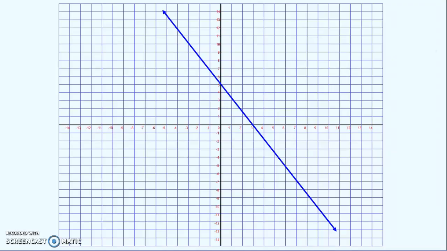So here we have a linear graph. We know it's linear because it is a line on this coordinate plane. And we could see that this graph, if we look for the x-intercepts, that's where it crosses the x-axis. So just as a reminder, the side to side is our x, and then the up and down is our y.